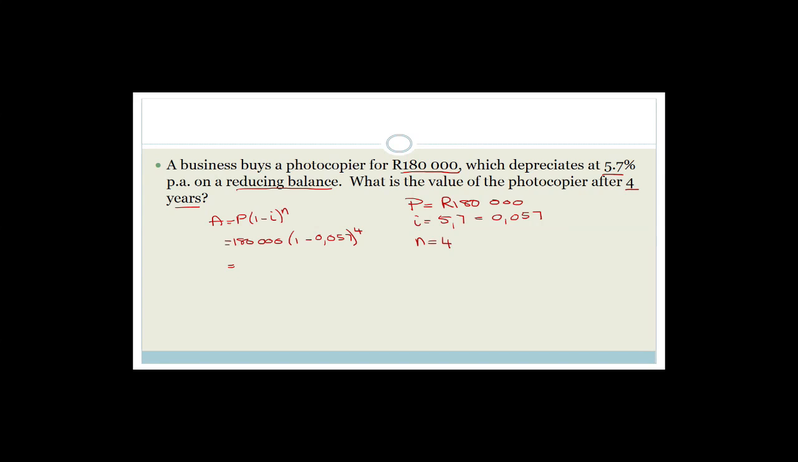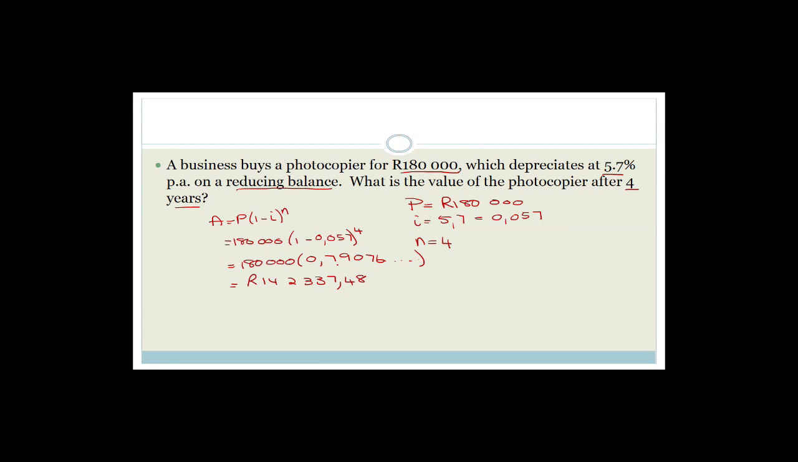So again, on my calculator, I'm going to go 1 minus 0.057 to the power of 4, and I get 0.79076... I'm just not writing the rest out. And then you multiply that by 180,000, and you get R142,337.48, which looks right because that's approximately 80% of it. So there you go.